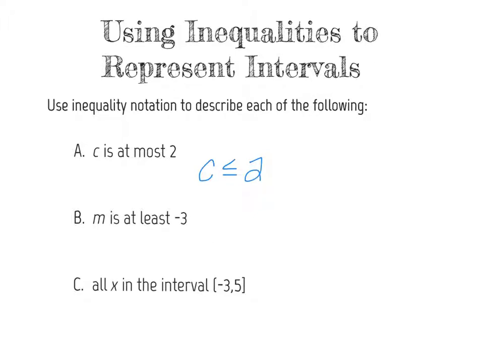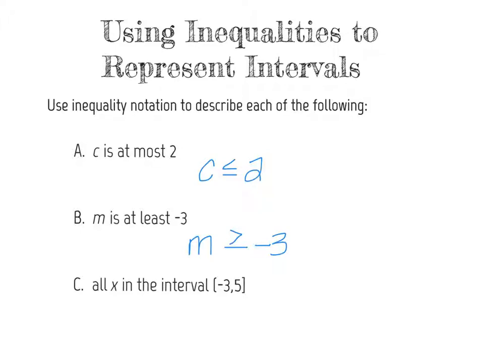In example B, we have M is at least negative 3. So here we have M and negative 3. And we know that M is at least negative 3. Well, if we had at least $5, then we would have $5 or more dollars. So we would have greater than or equal to $5. So if M is at least negative 3, we'll have that M is greater than or equal to negative 3.